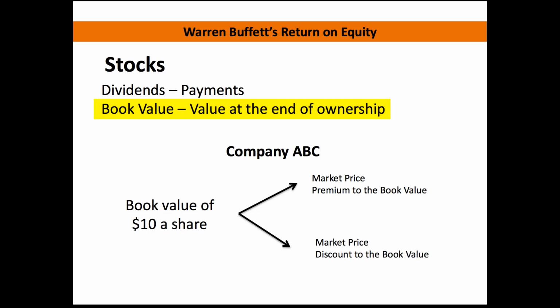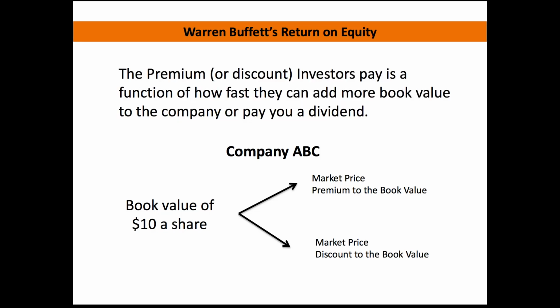So depending on how this company pays dividends, depending on how this company's been growing that equity or book value, and what the expectation of how they can grow it in the future, that's going to determine how much people are generally willing to pay over the book value or below the book value. So how much they pay over the book value or how much lower they pay from the book value is a function of how fast they can add more money into that book value.